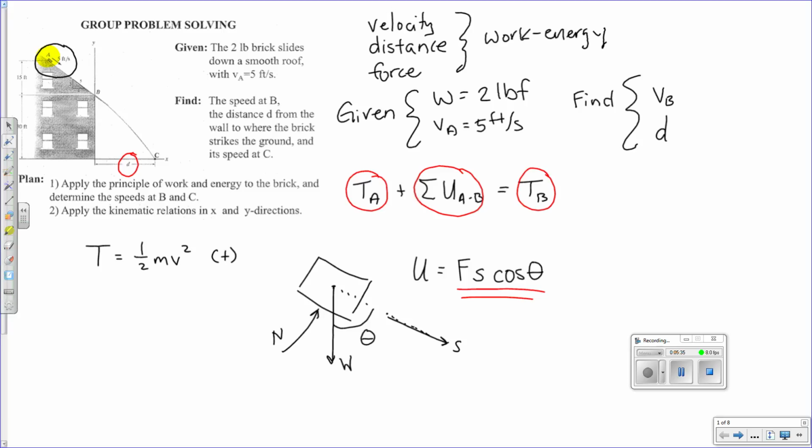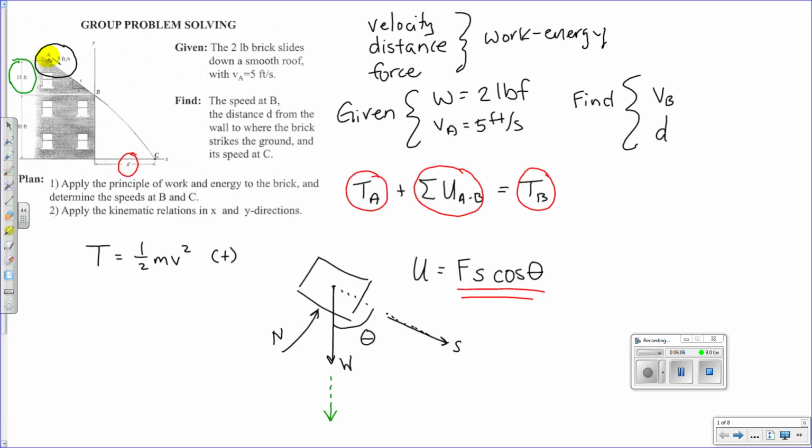We can either project the force in the direction of the displacement, or we can project the displacement in the direction of the force. Now recognize that based off of the geometry of this problem, we know that the vertical height, the vertical distance from position A to position B is 15 feet. And we know that the weight is pointing in this downward direction, which corresponds to a total drop of 15 feet from A to B.